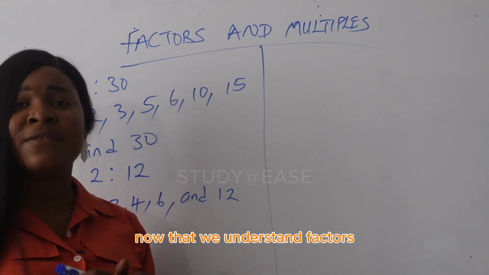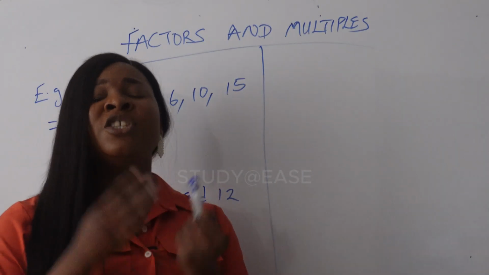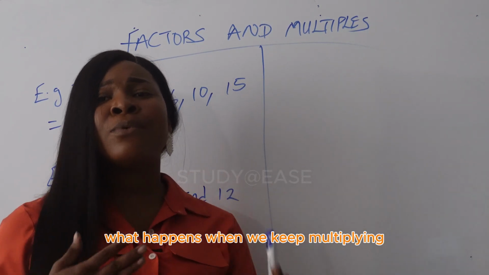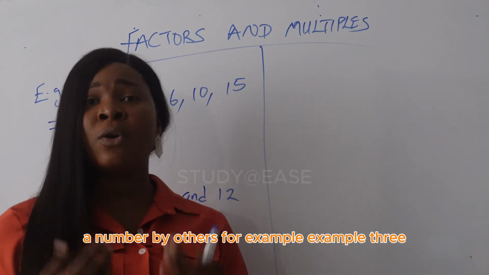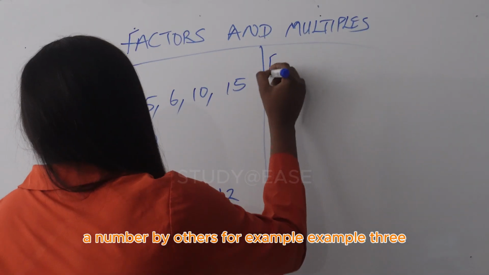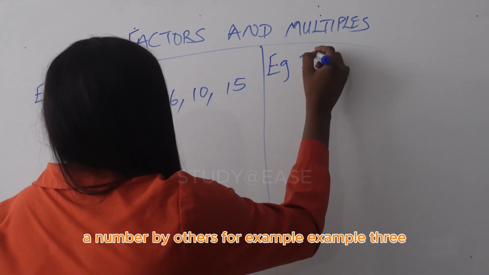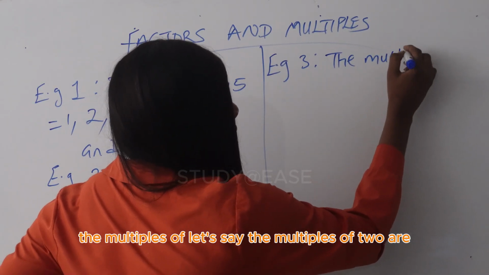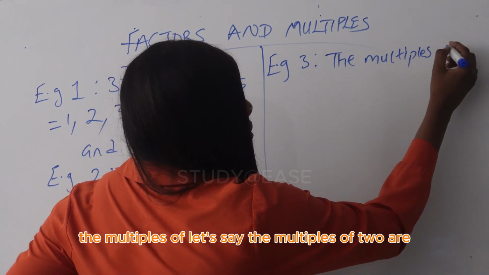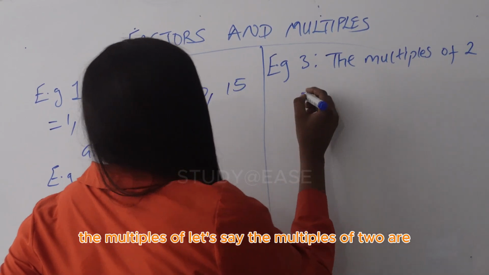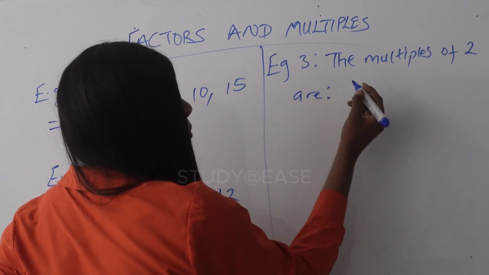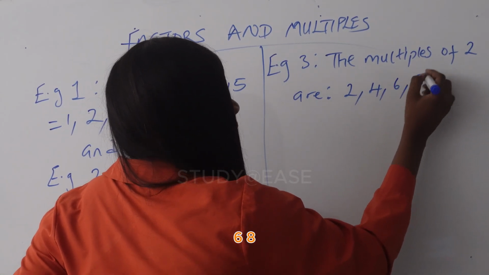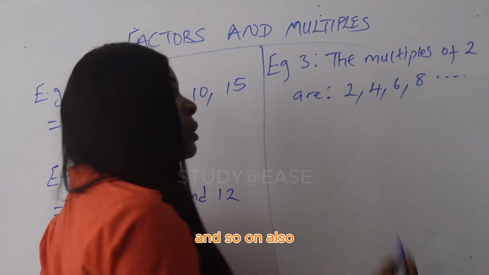Now that we understand factors, let's dive into multiples. Just like factors help us break down numbers, multiples show us what happens when we keep multiplying a number by others. For example, example 3, the multiples of 2 are 2, 4, 6, 8, and so on.